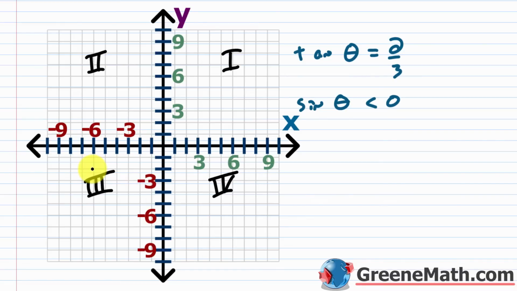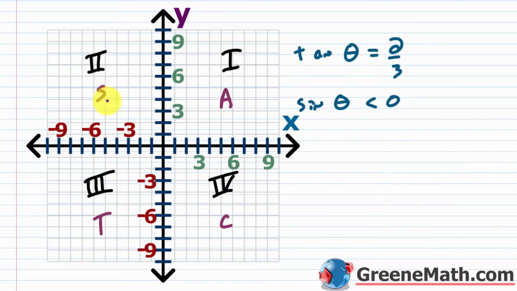Now, I mentioned all students take calculus. Let's write that out. So all, I'm just going to put an A. Students, I'm going to put an S. Take, I'm going to put a T. And calculus, I'm going to put a C. So what this tells you is that in quadrant 1, all of the trigonometric functions are positive, okay?